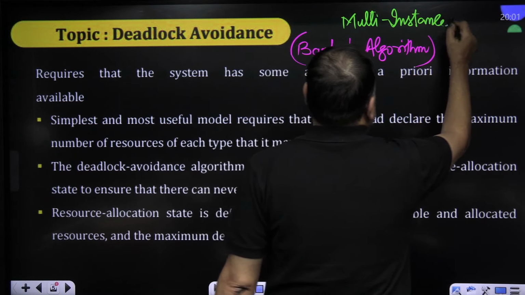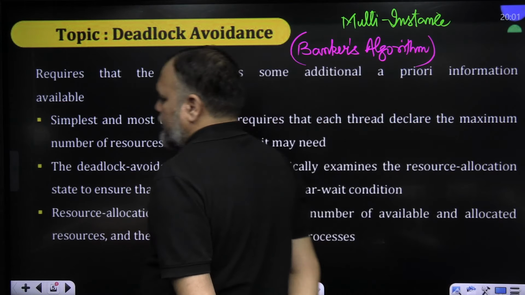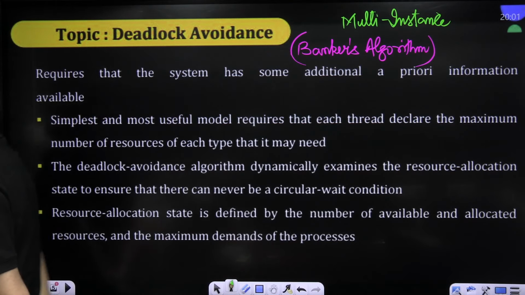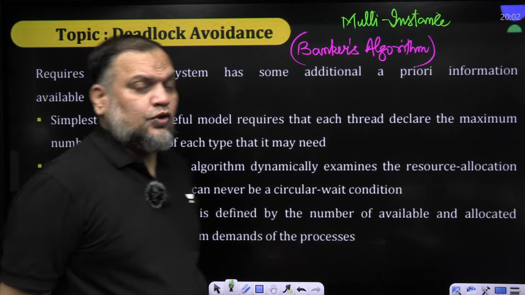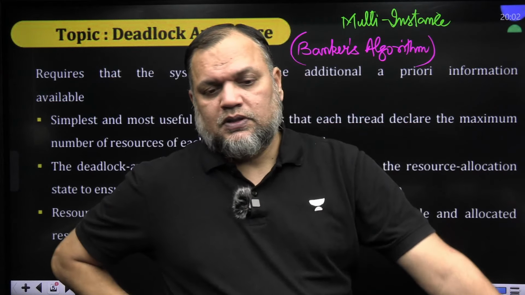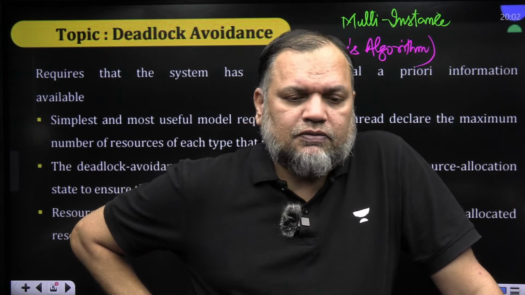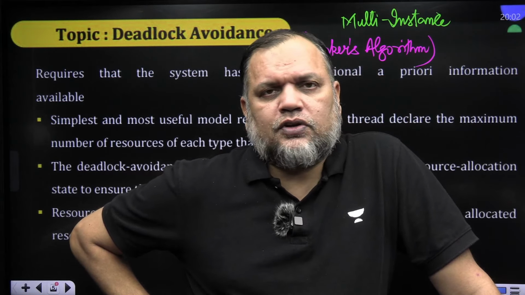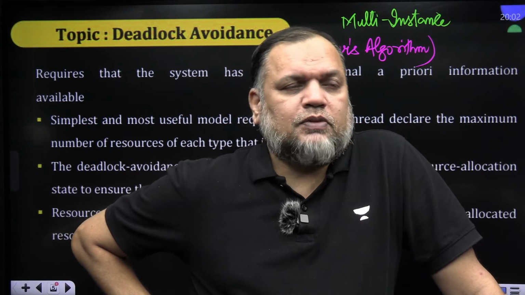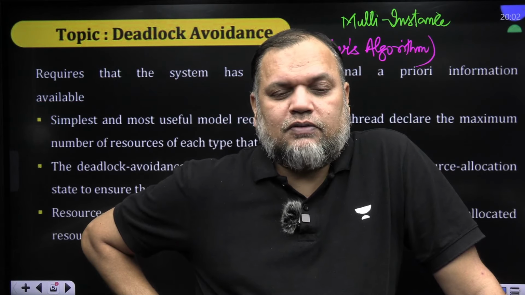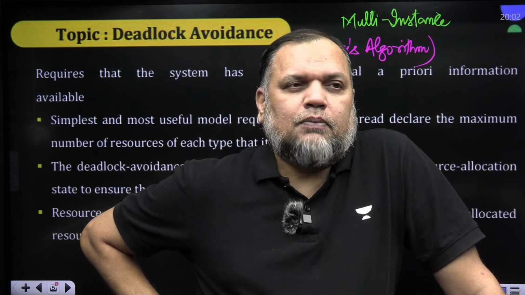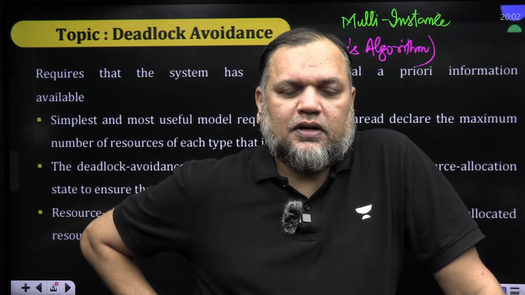Multi-instance. For single instance, the algorithm is the resource request based algorithm, or maybe you can say the resource allocation graph based algorithm. The resource allocation graph algorithm is quite simple, you can study it from the textbook of Galvin. But for multi-instance, the deadlock avoidance algorithm is Banker's algorithm, we will study that.